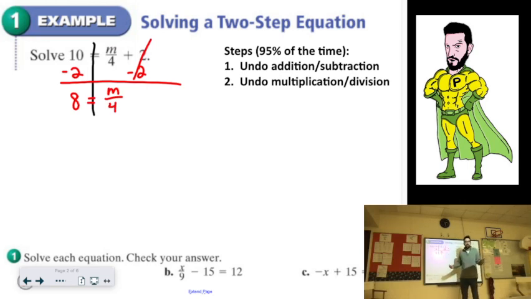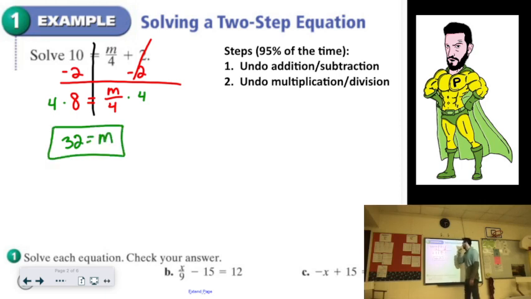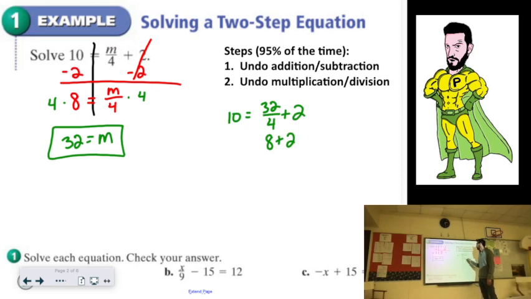How do you get rid of divided by 4? Yeah, you multiply by 4. Times 4 times 4. 4 times 8 is 32. So you got 32 equals m. Now you can substitute that back into the original and make sure it works if you had extra time. 10 equals 32 over 4 plus 2. 32 divided by 4 is 8, plus 2 is 10.